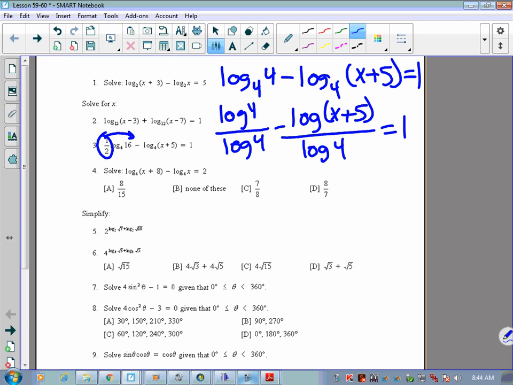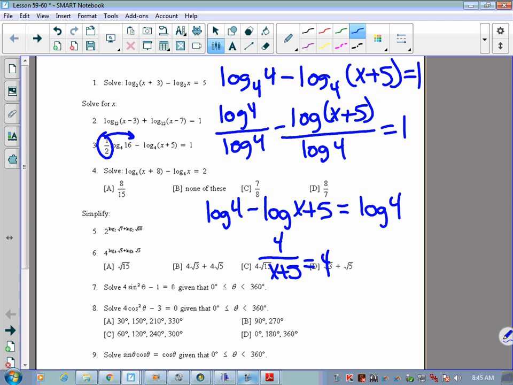So my numerator is log 4 minus log x plus 5. We can go ahead and move our log 4 over there, but because my answer was 1, I'm going to end up with, let's see, should just be log 4, right? Because 1 becomes the exponent, but it's not going to change the value. So I can rewrite this as 4 divided by x plus 5 equals 4. Okay? We're going to multiply by x plus 5.